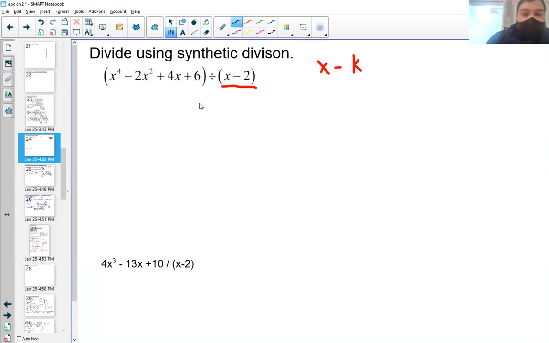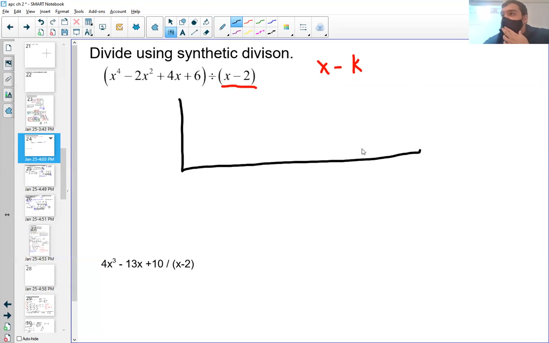Okay? So you're going to make a chart. The x minus k has to be the divisor, what you're dividing by.